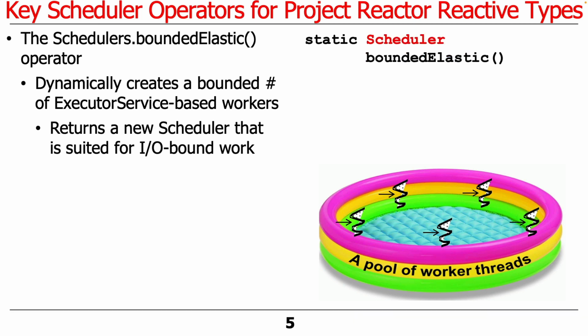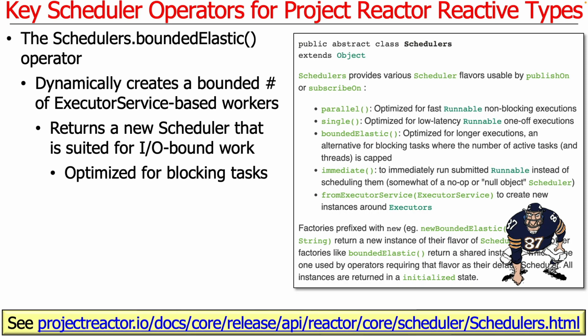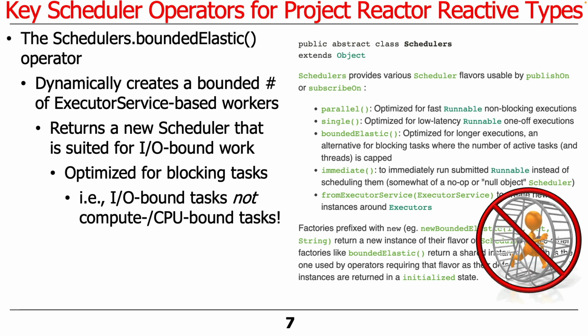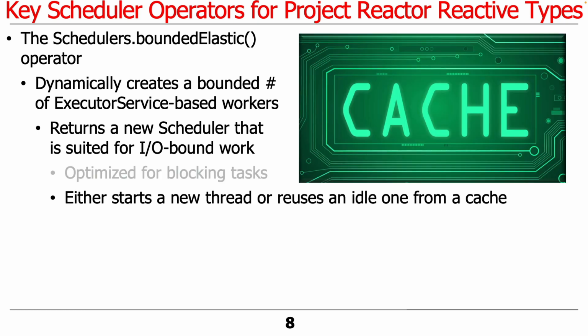The scheduler bounded elastic operation returns a new scheduler that's suited for I/O-bound work, whereas other schedulers we've looked at, like Parallel, were not suited for I/O-bound work. In particular, it's optimized for blocking tasks that will block on I/O. You can use it for CPU-bound tasks, but it's probably better to use a different scheduler like Parallel, because Parallel has a fixed number of threads, which works well for compute-bound tasks and won't grow and shrink. Bounded elastic is really intended for things that can grow and shrink, but CPU-bound tasks don't do that.